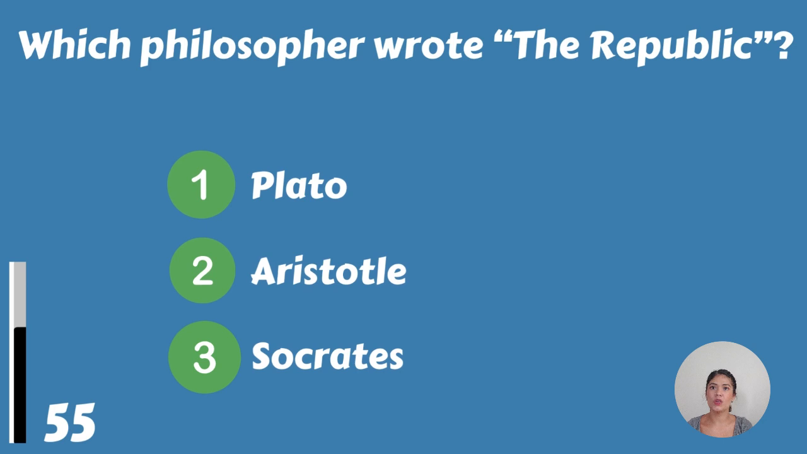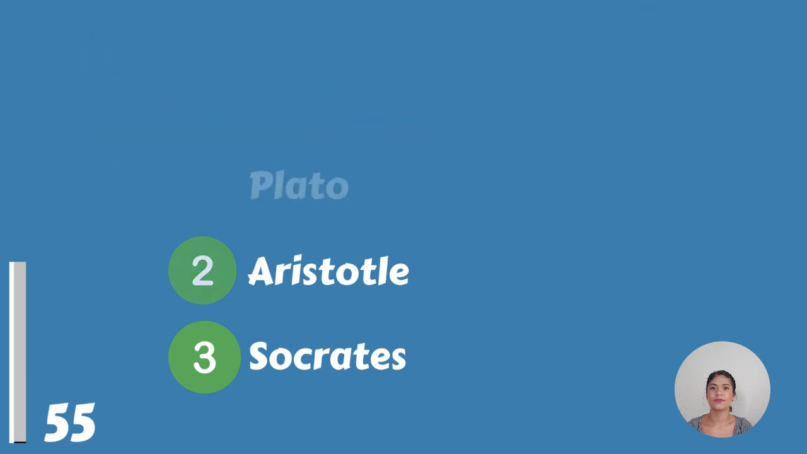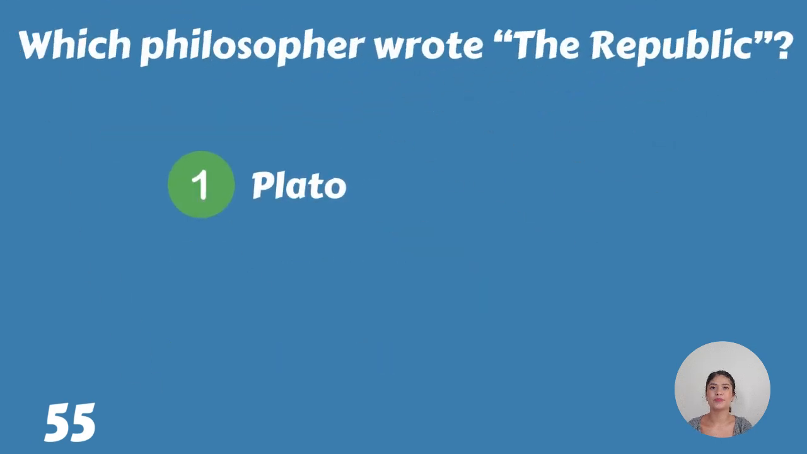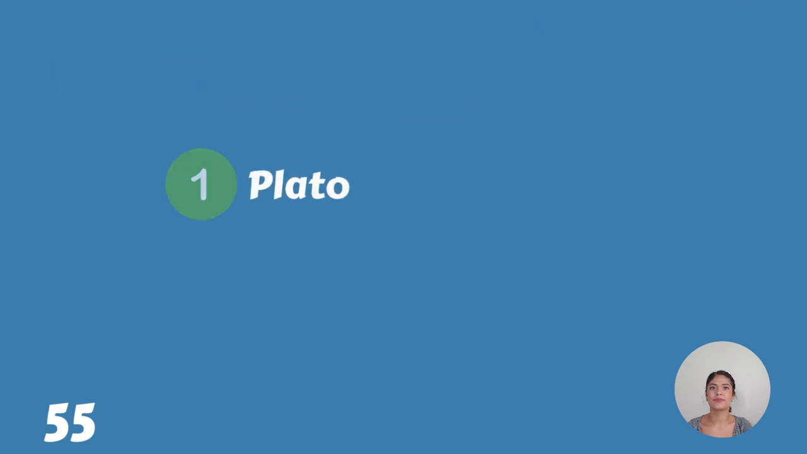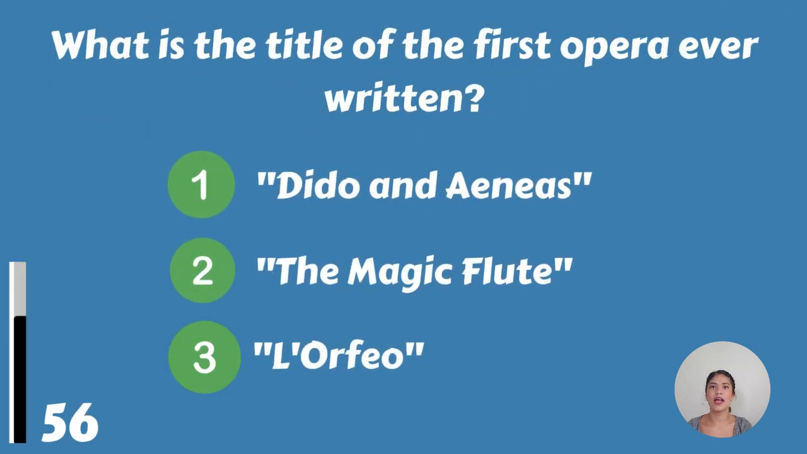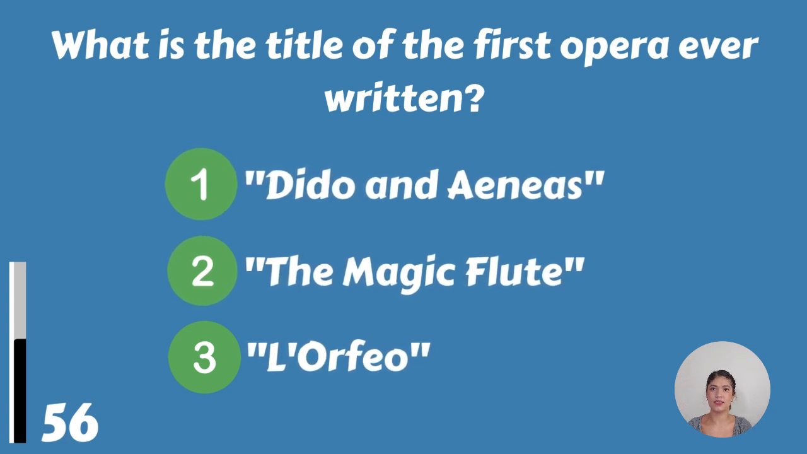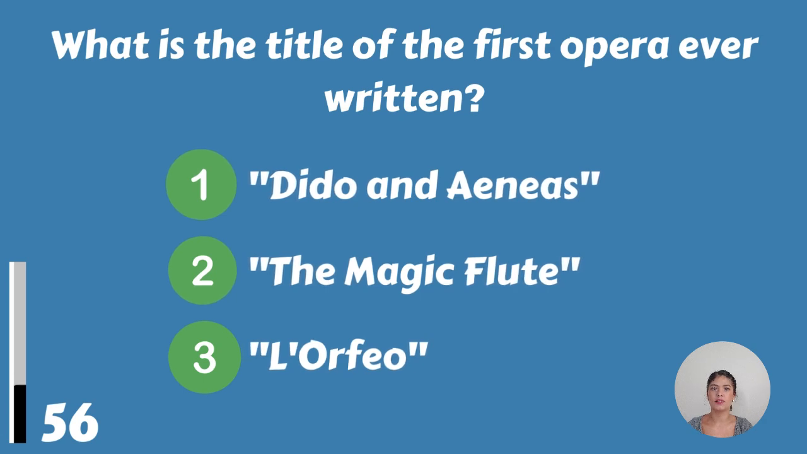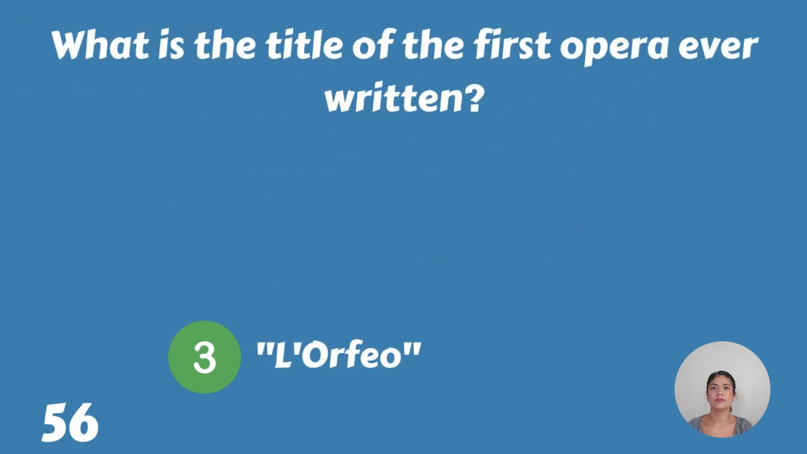Which philosopher wrote The Republic? Plato, Aristotle, Socrates. Plato. What is the title of the first opera ever written? Dido and Aeneas, The Magic Flute, L'Orfeo. L'Orfeo.